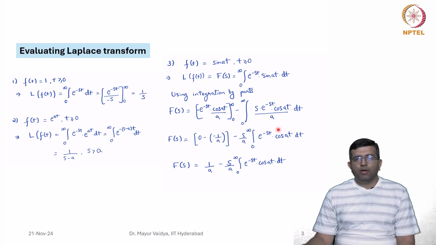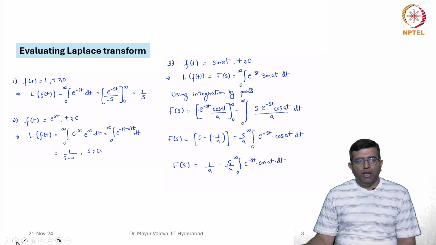Now this again cannot be solved directly, so we have to apply the integration by parts again. So now F of s becomes 1 by a minus s by a times the integral from 0 to infinity of e power minus st cos at dt. What it means is that we have to apply one more time the integration by parts.